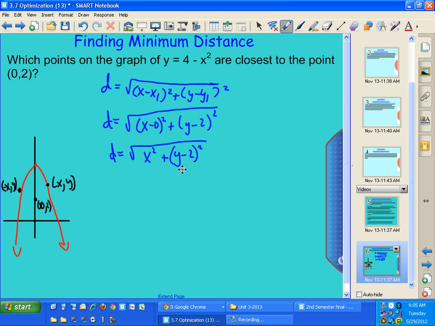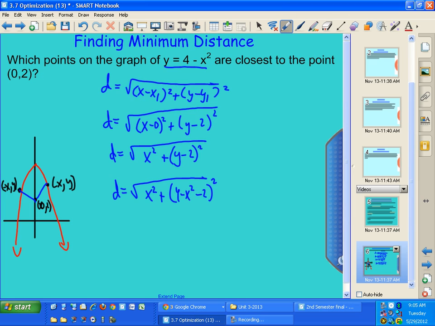But I have two variables. I don't want to do implicit differentiation. What I want to do is do this in one variable. So you'll notice that up here in this equation, y equals 4 minus x squared, they told me what y was. So I'm going to replace that y value with the 4 minus x squared. So I've got x squared plus 4 minus x squared minus 2 squared.